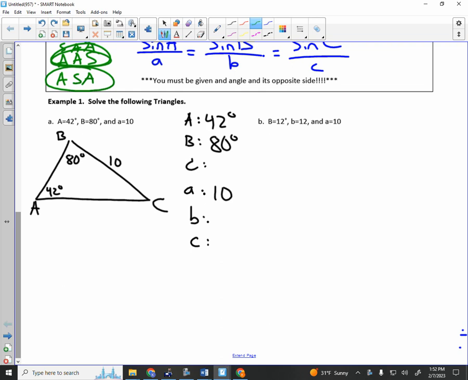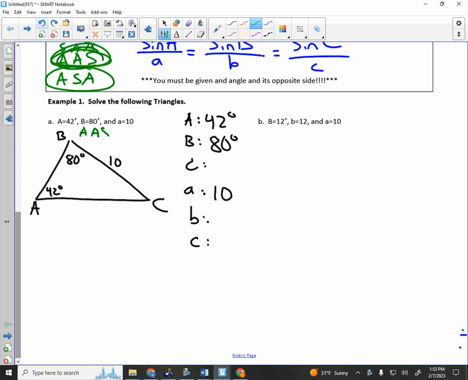It has nothing to do with the order in which you read it. It has to do with the location of the side. Does the side sit between the two angles or outside of the two angles? Look at the 10. Does that sit between 80 and 42? No. If the 10 was here, then it would be angle, side, angle, because it's between those two. As she said, sandwich between them. Do you see the difference? So because it doesn't sit there, this is an angle, angle, side scenario.